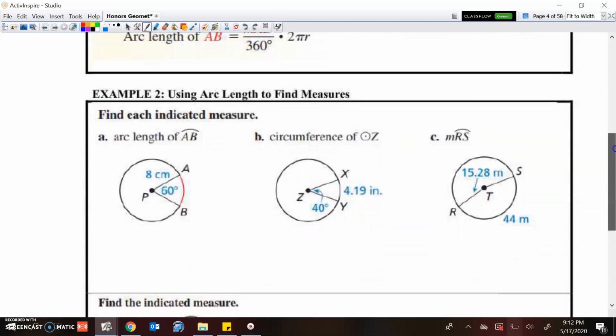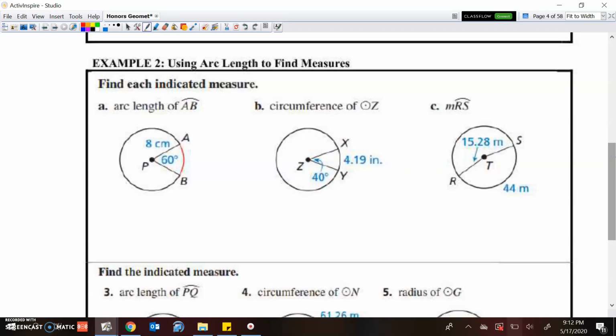All right, let's try some. Find each indicated measure. So first they want us to find the arc length. We're talking in centimeters, how long is arc AB? So using that proportion, I'm going to write arc length of AB over the circumference, the entire distance around, 2 pi r.